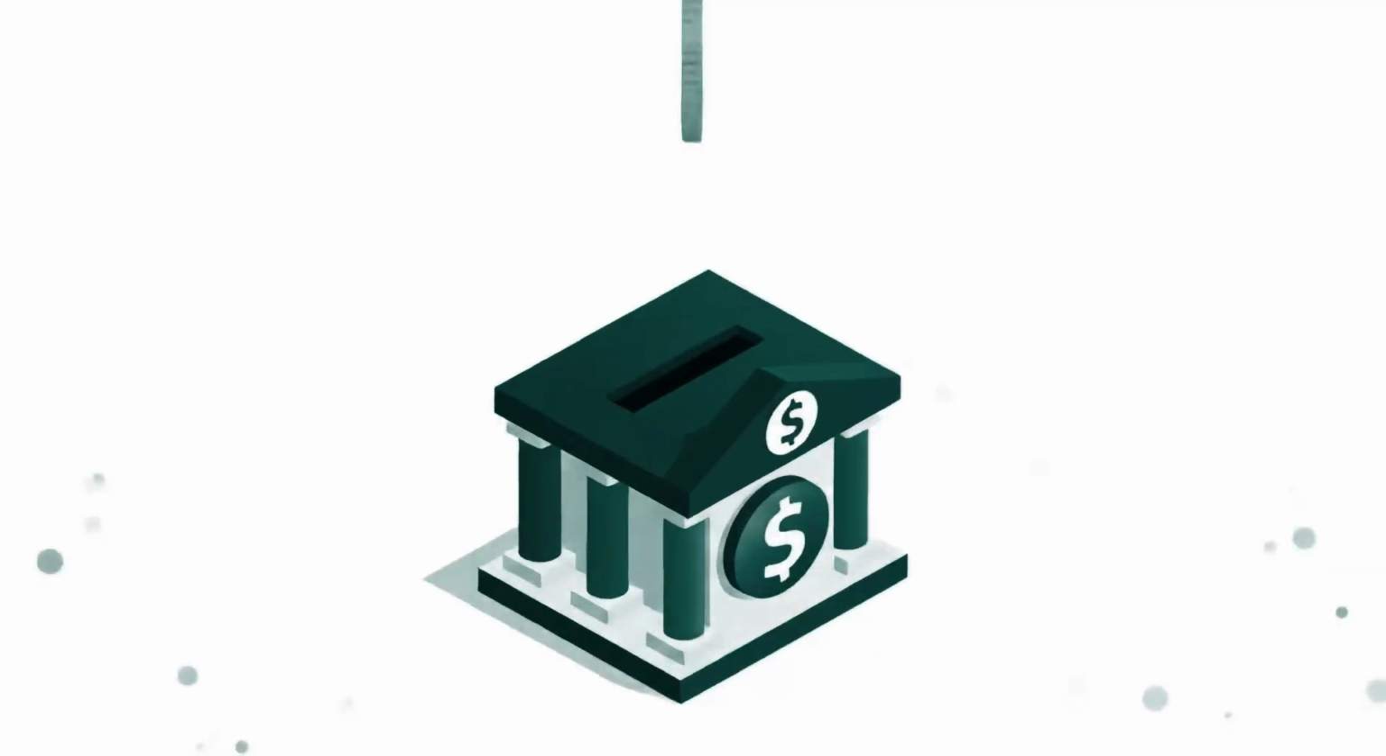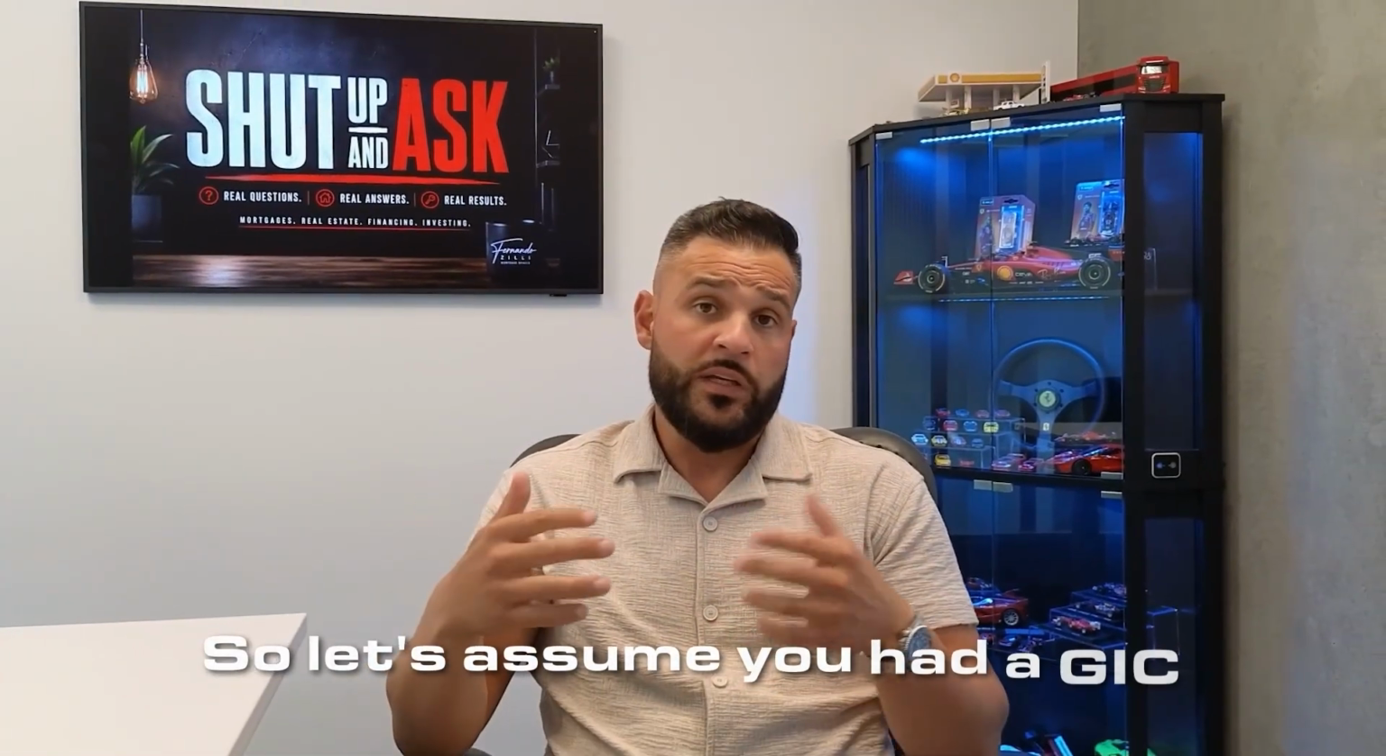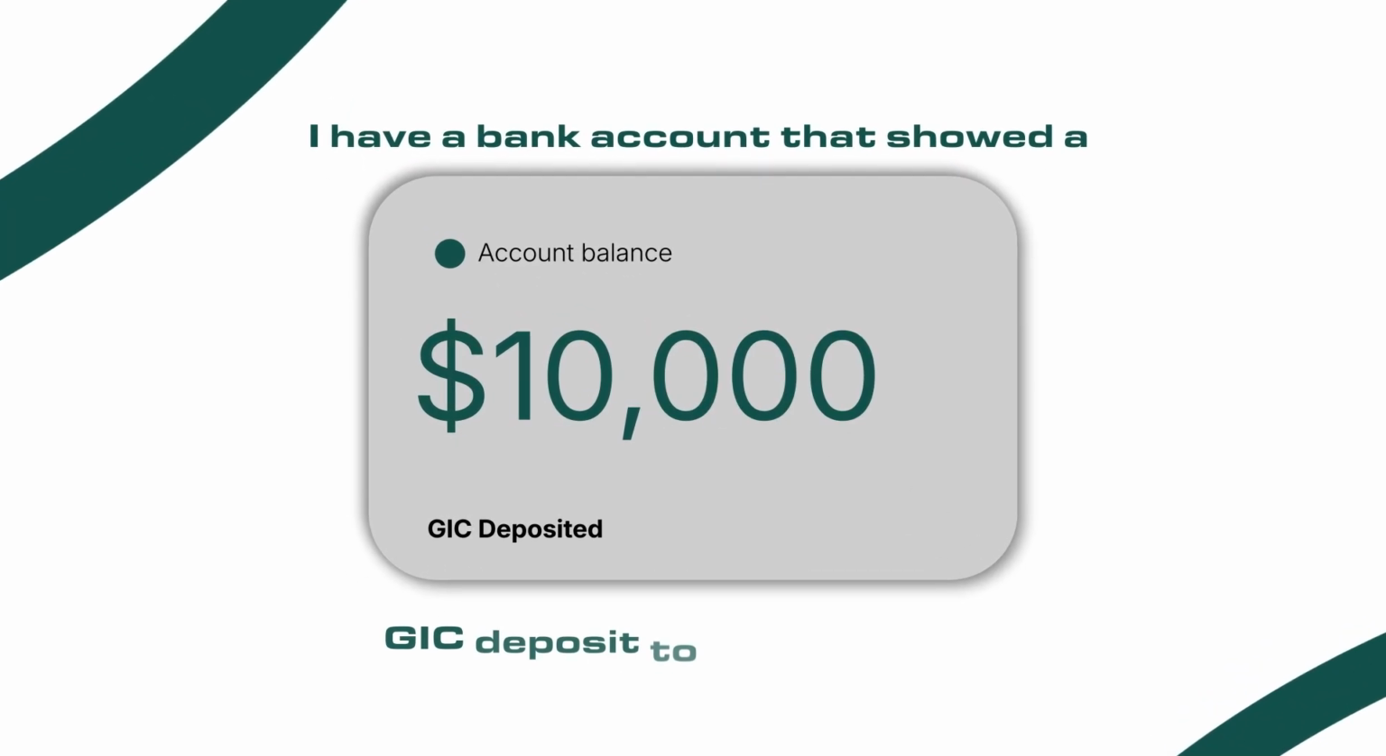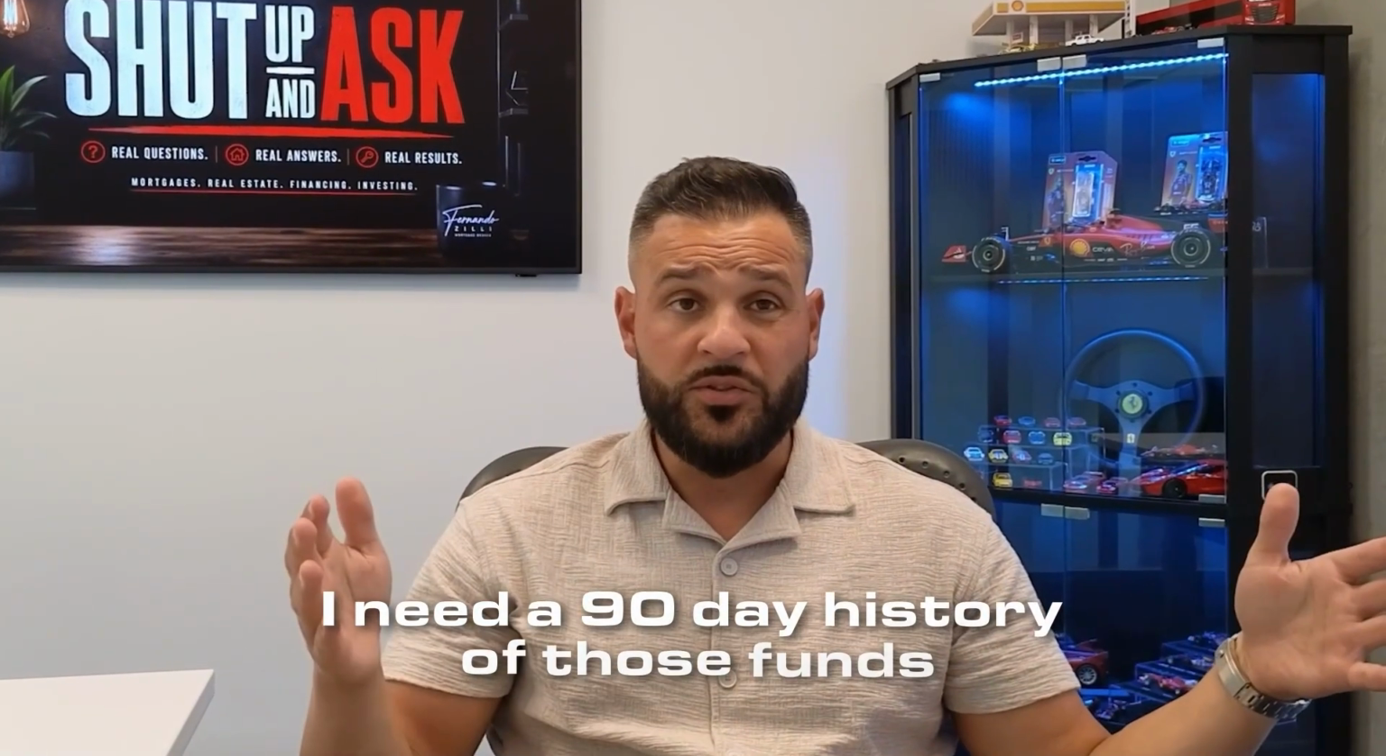One of the issues we have to verify sources of down payment, and this comes up all the time, is if you have your money sitting in a GIC, and let's say that GIC had actually matured and then got auto-deposited to your bank account. Once that GIC is closed, in many cases, it's very difficult to actually get a statement that shows the history of those funds. So let's assume you had a GIC and it expired last Friday, and those funds were deposited to your bank account. Now I have a bank account that showed a $10,000 GIC deposit to your account within the last week. Because I need a 90-day history of those funds, the reality is I would also need to see those funds sitting in your GIC for that same 90-day period.